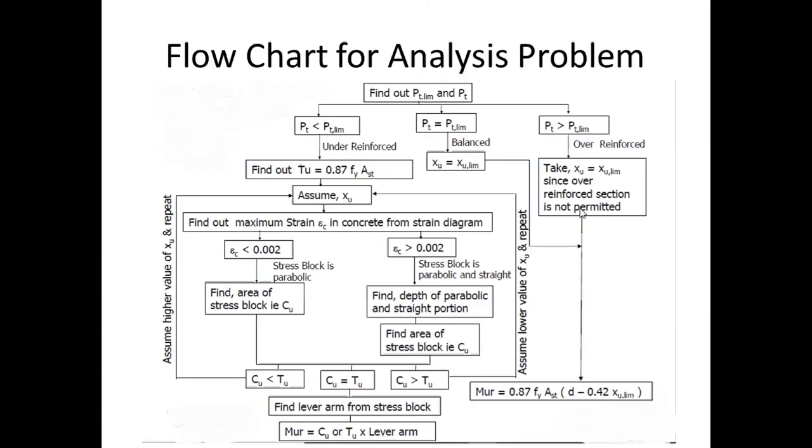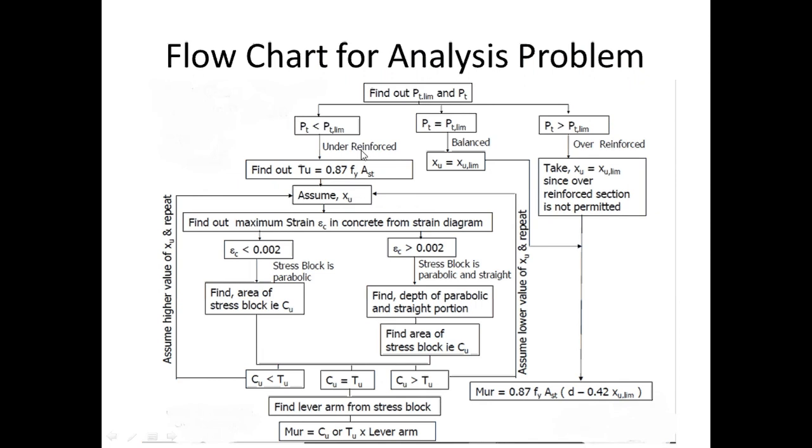So this is the flow chart of how the analysis is done. Find the limiting percentage of reinforcement. If it is less than the limiting percentage, then it is under reinforced. If it is equal, it is balanced. If it is over, then we take Xu equal to Xu limit, since over reinforcement is not permitted, and we do the design based on that. If it is the balanced section, then Xu must be Xu limit, and after that we go directly to the formula here and do the design based on the moment.